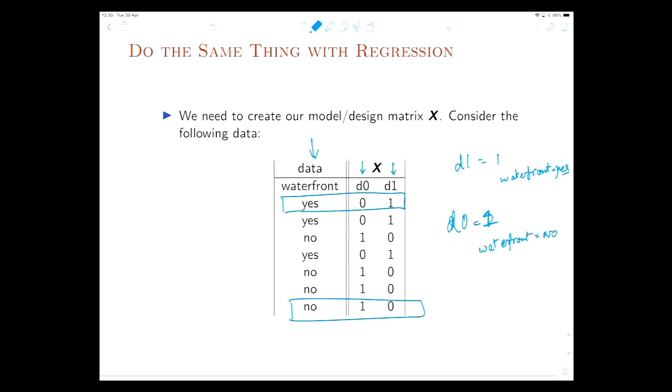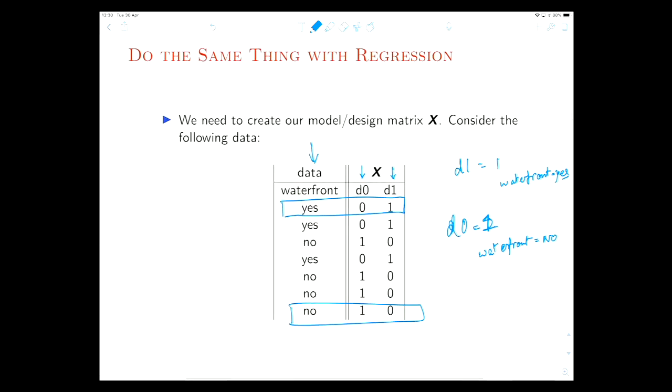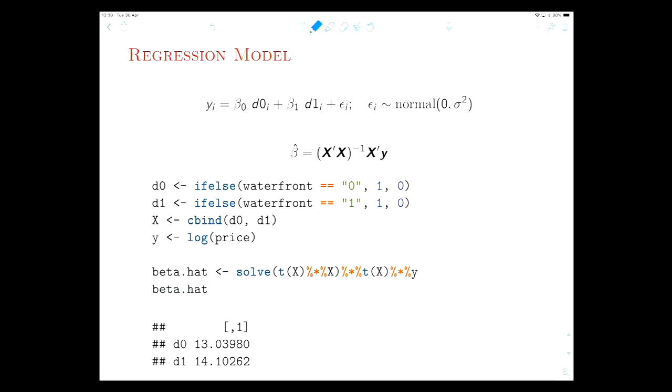This is what we call the dummy variable coding. So we're using dummy variables to code whether a property is waterfront or not. Now let's look at the regression model itself. The regression model in this case is beta 0 times D0 plus beta 1 times D1. So that's our regression model. Obviously you have the error term.